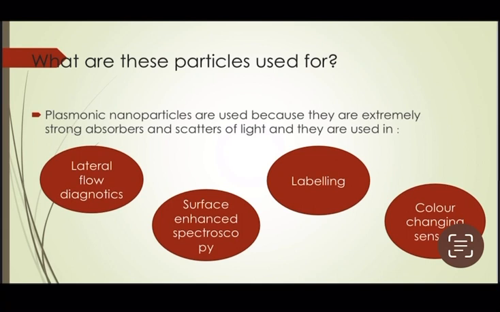Moving to the next slide: the uses of nanoparticles. Basically, plasmonic nanoparticles are used because they are extremely strong absorbers and scatterers of light, and they are used in lateral flow diagnostics, surface-enhanced spectroscopy, labeling, and color-changing sensors. Nanoparticles are now being used in the manufacture of scratch-proof eyeglasses, crack-resistant paints, anti-graffiti coatings for walls, transparent screens, stain repellents on fabrics, self-cleaning windows, and ceramic coatings for solar cells.